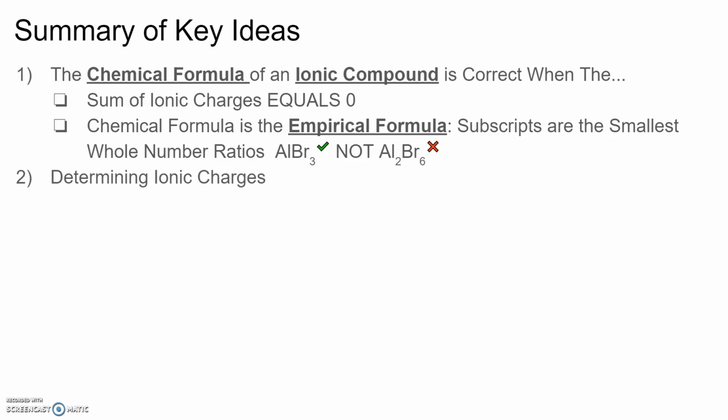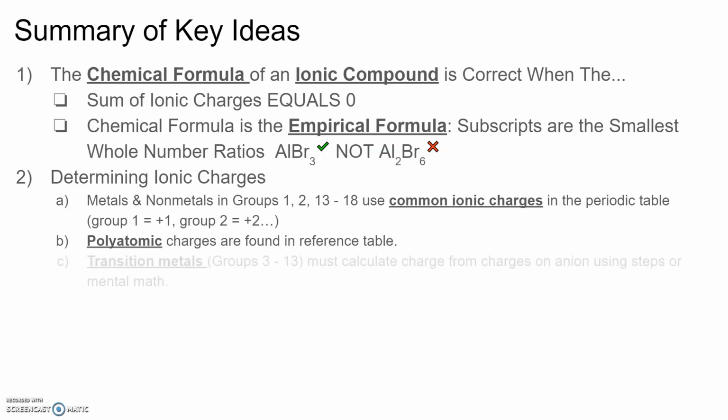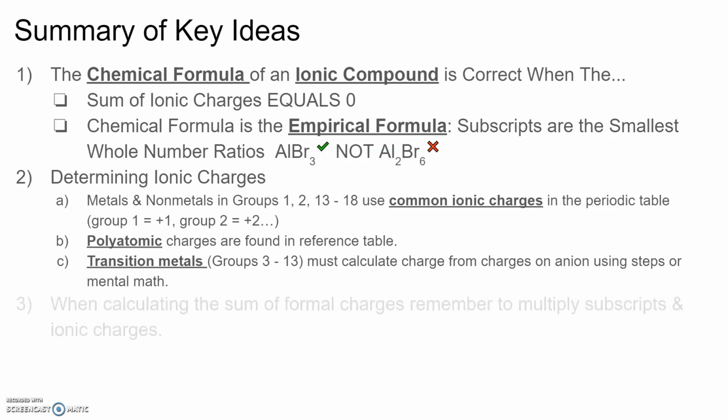Next up, determining ionic charges. How do we determine these ionic charges? Well, if you're dealing with main groups, that'll be groups 1 and 2 and 13 through 18, use the common ionic charges in the periodic table. So for example, group 1 has a +1 charge, group 2 has a +2 charge. On the other hand, for polyatomics, you're going to use the charges found in that reference table that we've been using, so you have to look those up. Transition metals, on the other hand, you actually have to calculate the charge from the charges on the anion using the steps or mental math. Remember, transition metals have varying charges, so you have to figure those out.